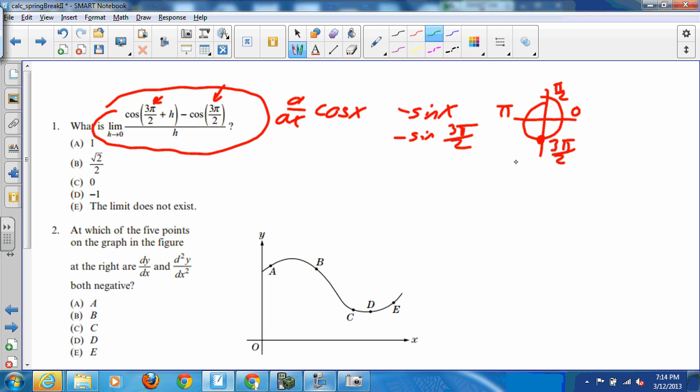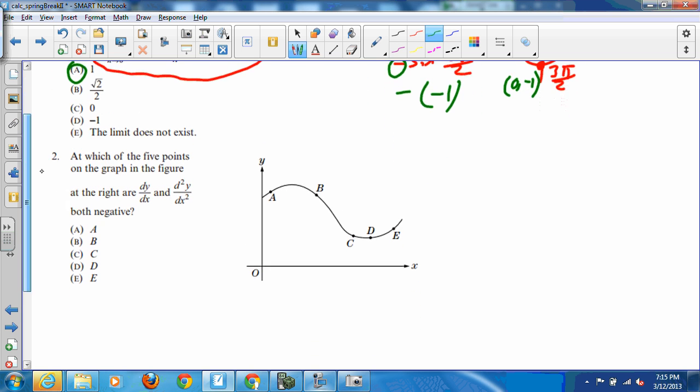So those coordinate points are 0 and negative 1. And since sine is all about y, the answer is a negative 1. But because you have that minus sign out in front of there, the answer is positive 1. So be careful there.